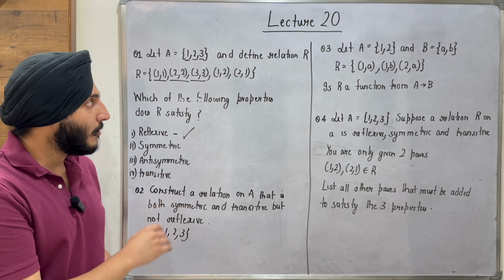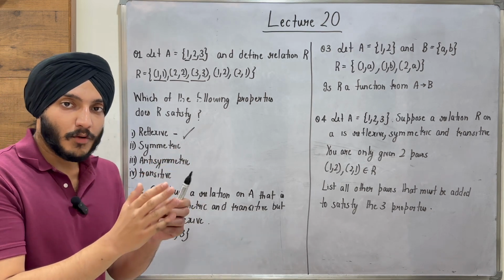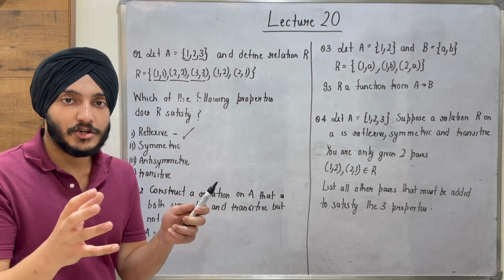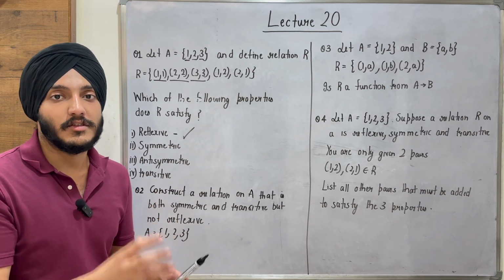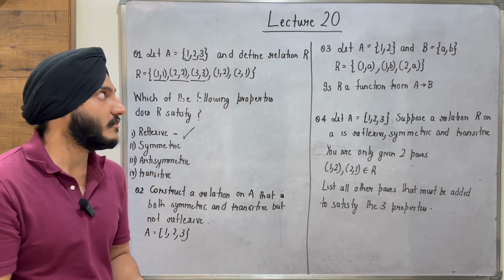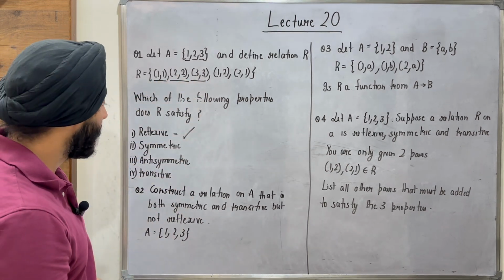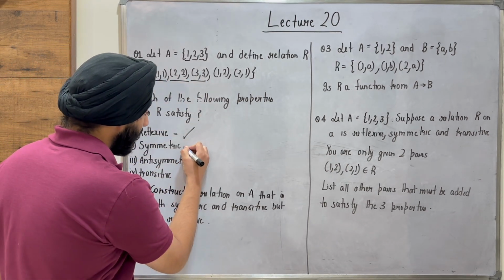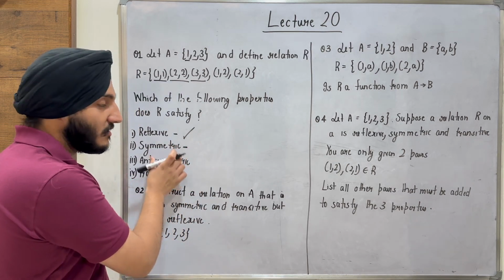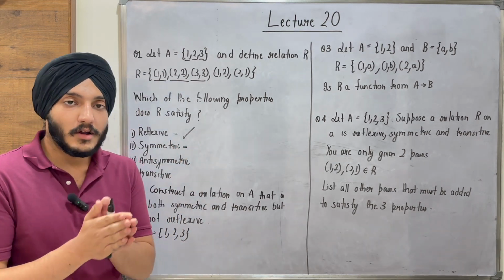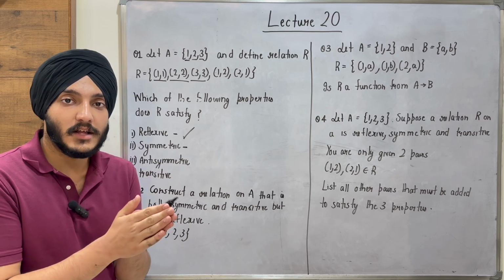So I hope you're able to understand. So basically what we do is for all the values in A, they should be related to themselves in the relation in order for it to be reflexive, right? So 1, 2, 3, all of them are related to themselves. Okay. Second one, let's try to figure out whether this is symmetric or not. So if you remember, it is very important to understand the condition, right?